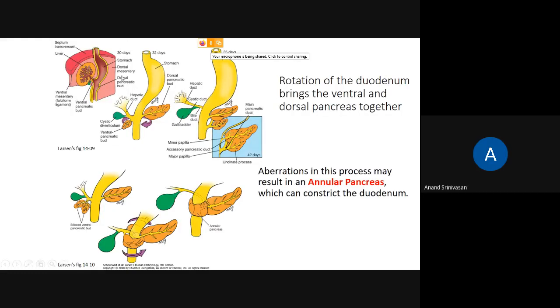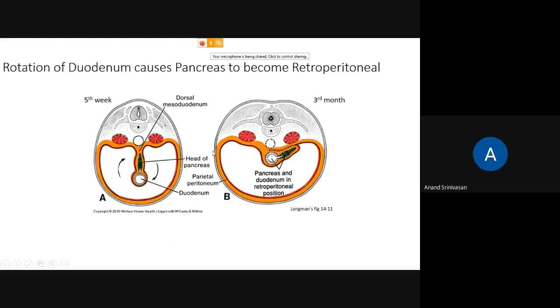Here, can you see the ventral pancreatic duct? This is the ventral pancreatic bud and the ventral pancreatic duct. Now, as the ventral pancreas rotates, what happens to the common bile duct? The common bile duct is also brought down. Can you see here?